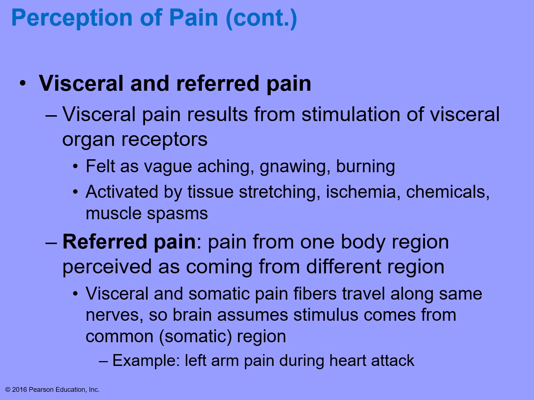Referred pain is when you have pain from one area, but it's perceived as coming from a different area. Now, what happens is that sometimes your visceral and your somatic pain fibers travel along the same nerves. And so the brain assumes that the stimulus is coming from one area when it's really coming from another area. And probably the classic example of this is the left arm pain during a heart attack.